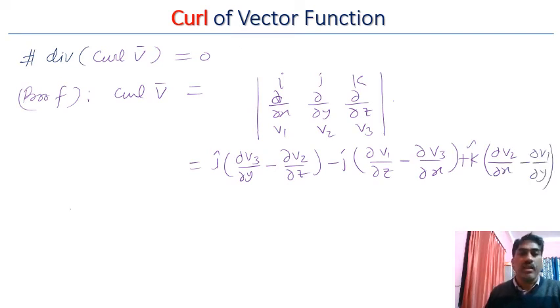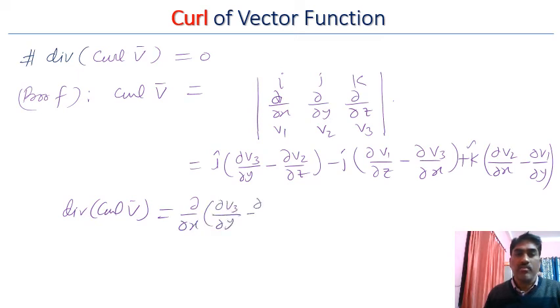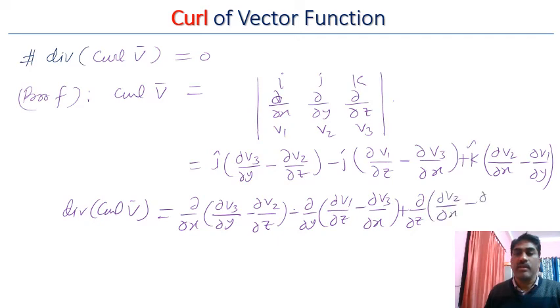This is our curl v, and now divergence of curl v, you have already obtained divergence, so this will be del by del x of the first component, del v3 by del y minus del v2 by del z, minus second component del by del y of del v1 by del z minus del v3 by del x, plus third component del by del z of del v2 by del x minus del v1 by del y, and just open these: del v3 by del x del y, and the same thing del v3 by del x del y will come from this part.